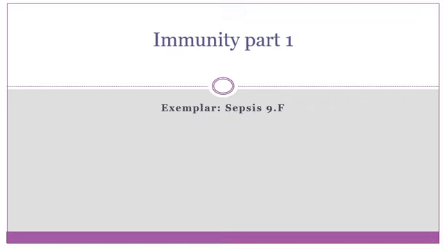Okay, so let's start with what is immunity part one. Our exemplar is sepsis, and that's found in your book at 9.f. So we're going to do a little bit of sepsis here, and then really we'll spend more time talking about it again as it leads into septic shock, because people can come in with an infection.